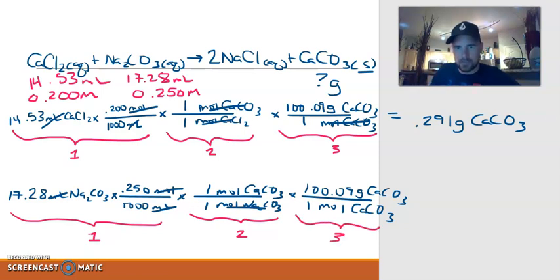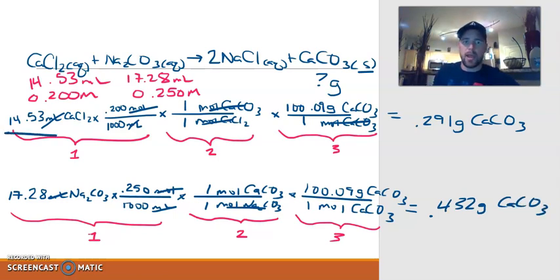So step 3 is converting to your desired unit. Let's see what we get when we calculate that. Once again, 3 sig figs. All right, and when I calculate that, I end up getting 0.432 grams of calcium carbonate.